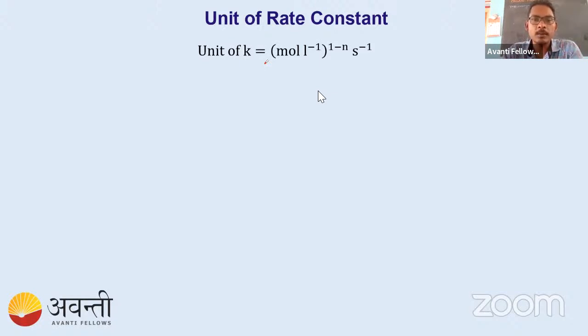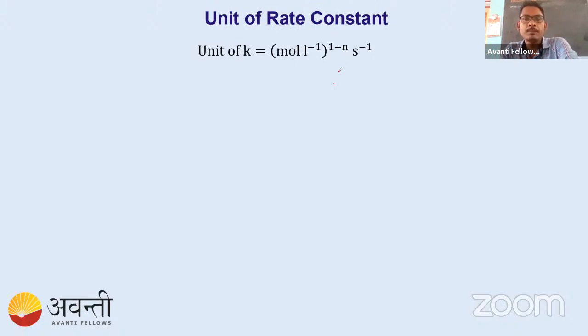Okay, so now let's find out what the unit of K, or rate constant, is for different reactions, like zero order, first order, second order, and third order. Let's take them one by one. If you vary the value of n, you will get different orders of reaction. If you put n equal to 0, that is zero order, n equal to 1, first order, n equal to 2, that is second order, like that.